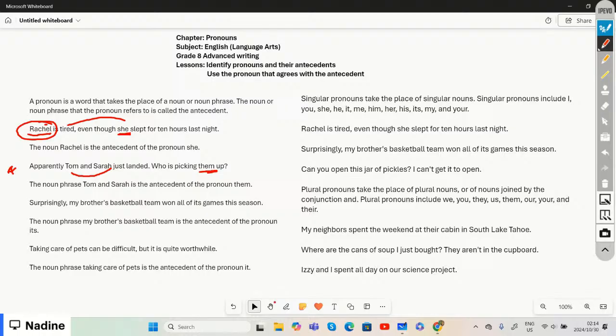All right. So basically, the noun phrase, or the noun, like we said, is the antecedent of the pronoun that takes the place of that noun or the noun phrase.